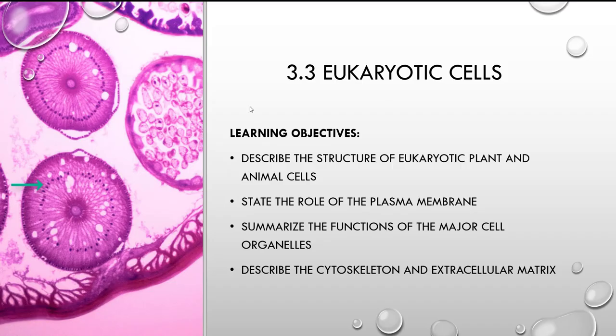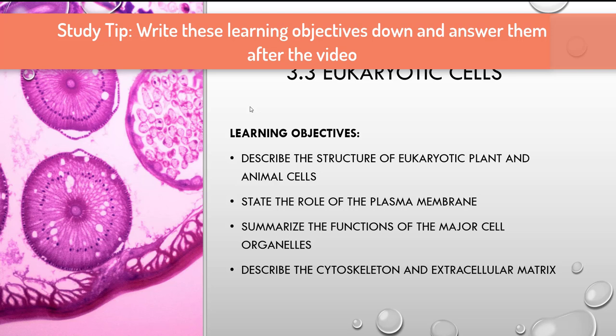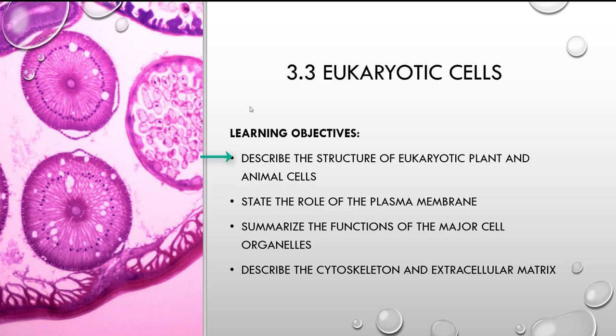By the end of this chapter, you should be able to describe the structure of eukaryotic plant and animal cells, as well as state the role of the plasma membrane. You should be able to summarize the functions of the major cell organelles, as well as describe the cytoskeleton and the extracellular matrix. Okay, so this is going to be a little bit longer of a video, so just make sure that you leave some time.